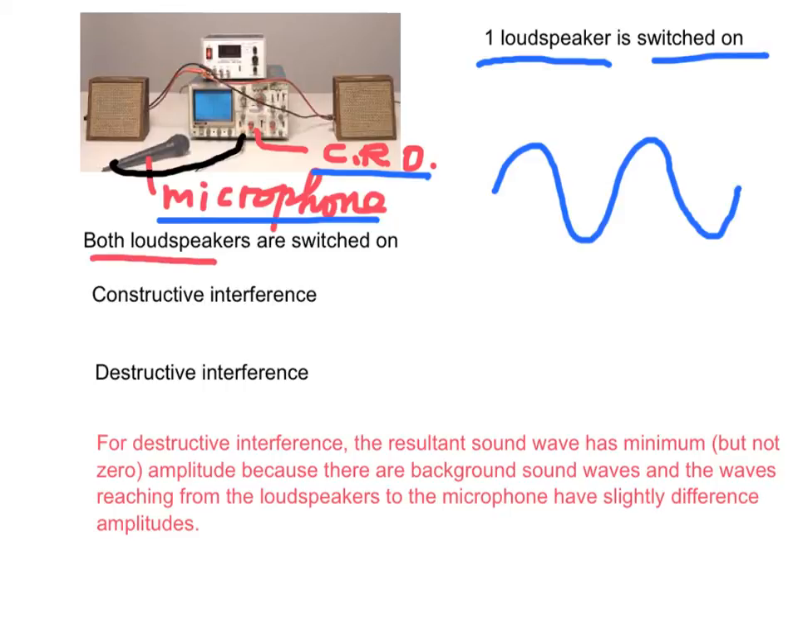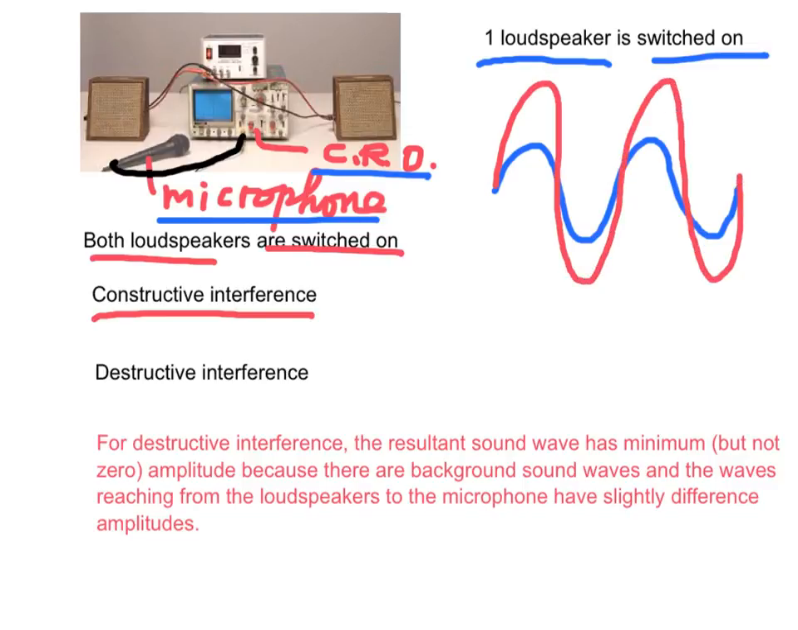When both loudspeakers are switched on and the microphone is put at the positions with constructive interference, on the CRO screen we will see a graph like this one, which shows constructive interference, and the amplitude is about double. However, when the microphone is now put at the positions of destructive interference, on the CRO screen we will see a graph of the signal something like this one.